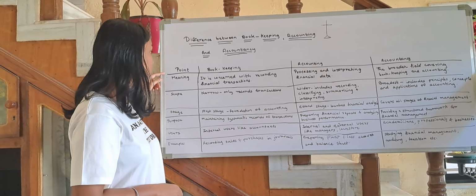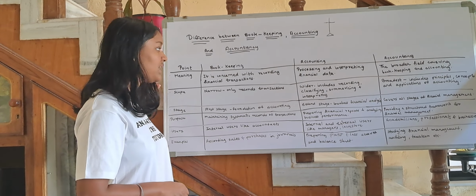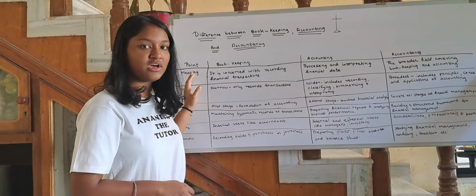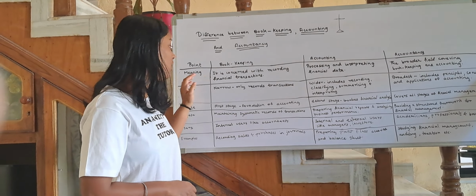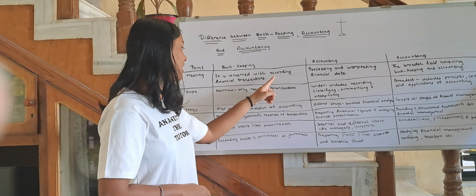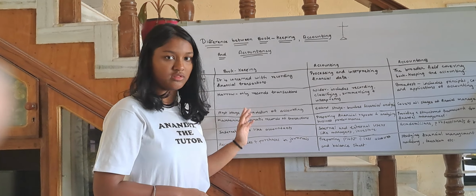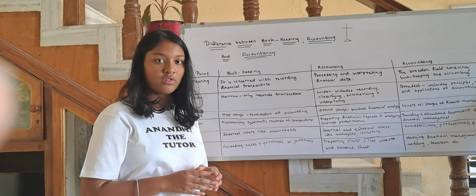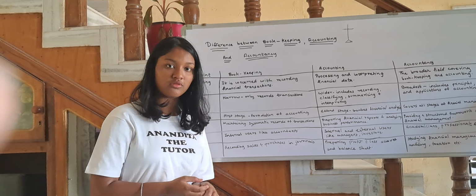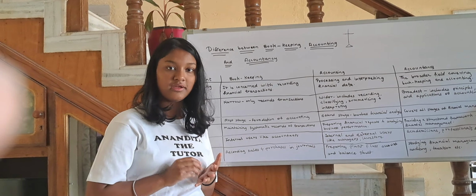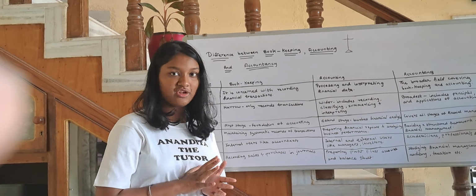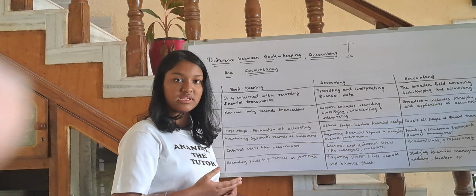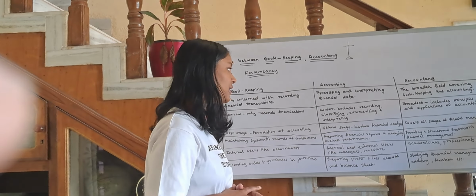So the first point in bookkeeping, accounting and accountancy is the meaning. Before learning any concept, we learn about the meaning. So bookkeeping is concerned with recording financial transactions. Here nothing is included except recording. So whatever transaction occurs, you have to just keep it in writing in your books. Okay. So 10,000 received, 10,000 given, like that.